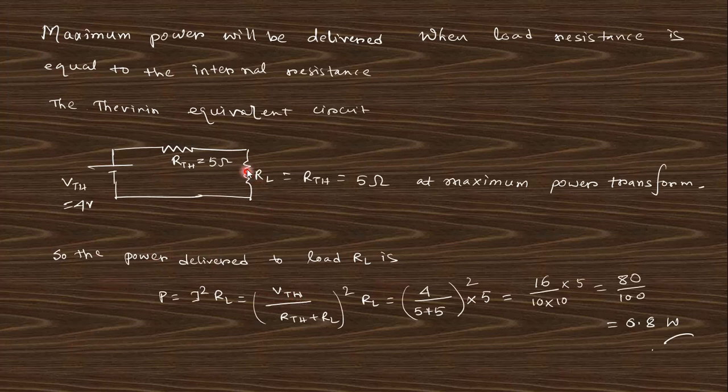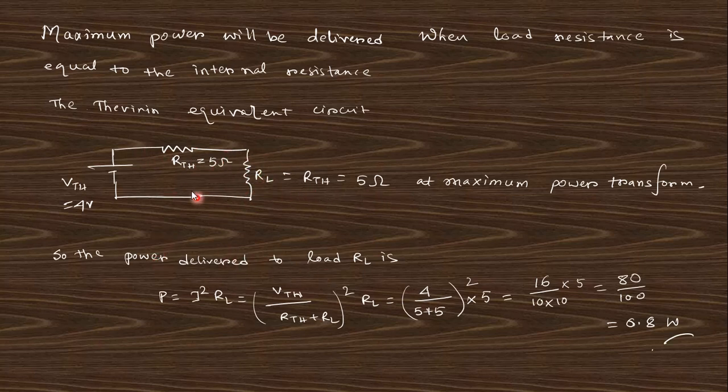After obtaining this equivalent resistance, you can draw this Thevenin equivalent circuit. This is RTH 5 ohm and this is VTH 4 volt. So if you want to find out the power, you know the power will be maximum when the output resistance is equal to the input, internal resistance. When the load resistance equals the internal resistance, then the power transfer will be maximum. So this RL must be 5 ohm.